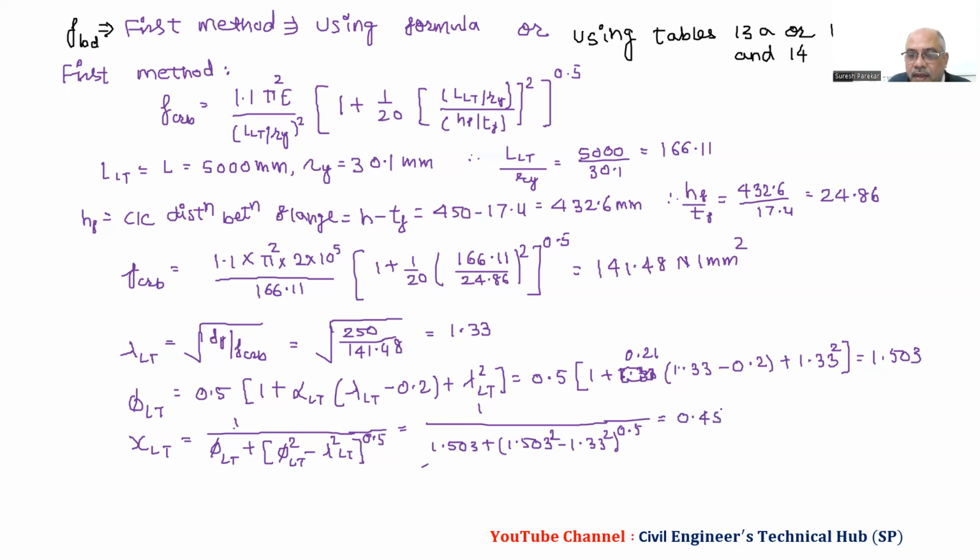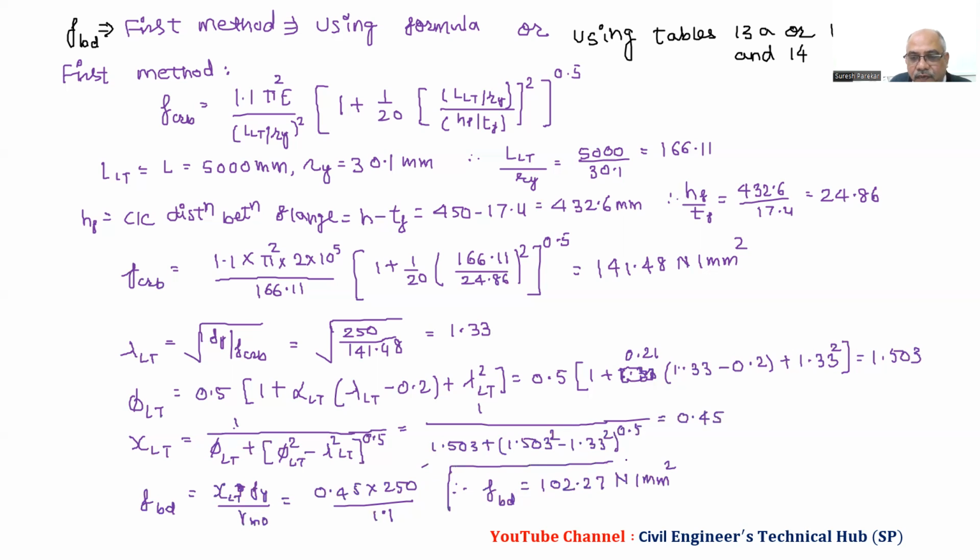and this value comes 0.45. And the final formula to calculate FBD value, we have FBD is equal to XLT Fy upon gamma m. And then if we put values, 0.45 into 250 upon 1.1, therefore we will get FBD equal to 102.27 Newton per mm square. So this is by using the first method.